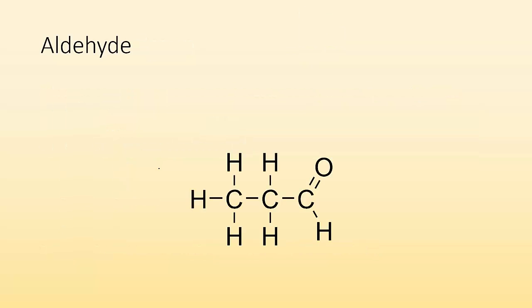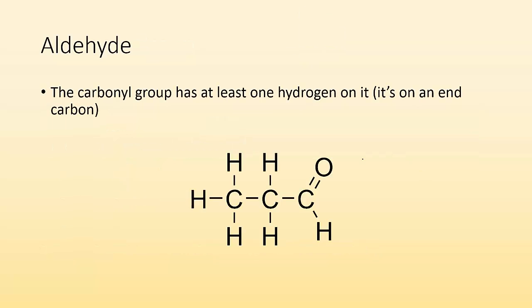All right, so aldehydes. Aldehydes have the carbonyl group on a carbon that has one hydrogen on it. It's basically on an end carbon. So you're looking for this right there. That's how you know you have an aldehyde. The suffix for it is going to be -al, so this would be like propanal. We'll get into naming more later. Just know that -al is the suffix and it comes from the aldehyde.